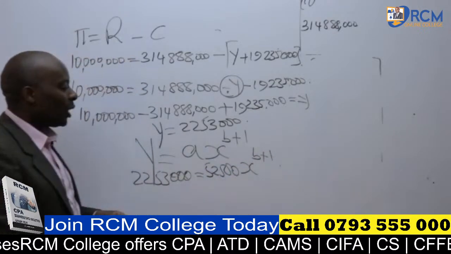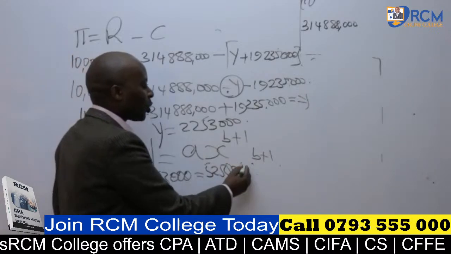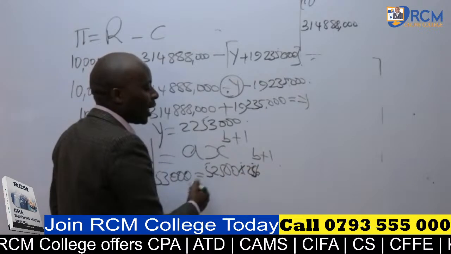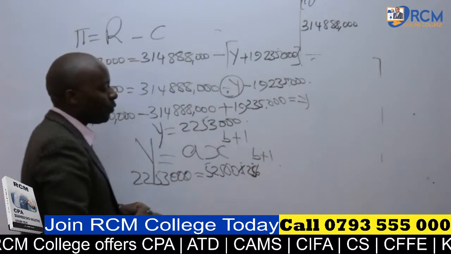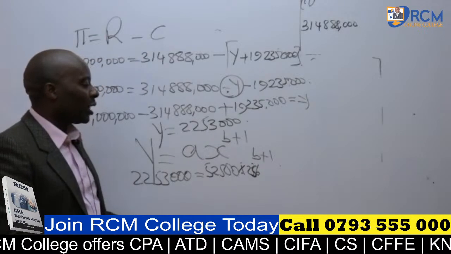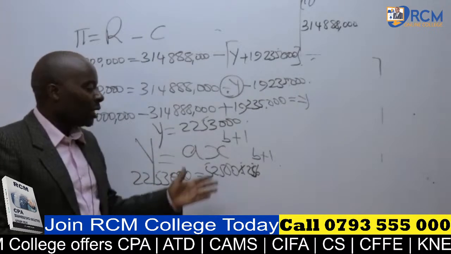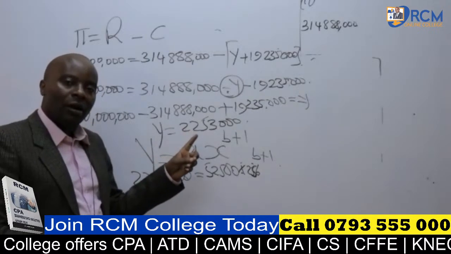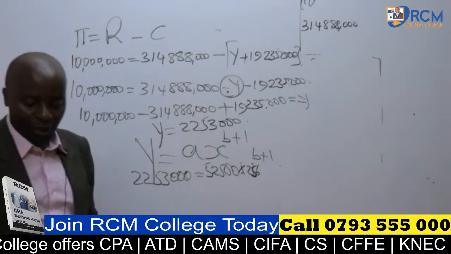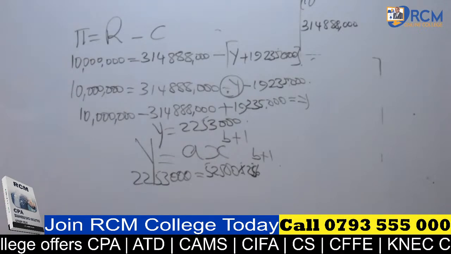So I want you to take like a minute. X, we know what x is. We know that x is 256 batches. Remember, we're producing these things in batches of 1,000 units. So 256 like that, raised to power b plus 1. And what I would want you to do for me this morning is to make the value of b the subject of the formula. Please make b the subject of the formula kindly.